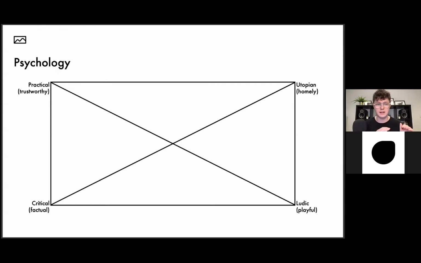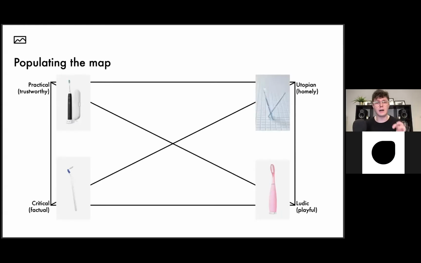Engineers love that section, nothing but the facts. That's all there is. And then ludic, playful, is the polar opposite of practical and trustworthy. So ludic is the really playful, crazy designs that become like pop art and playful, okay? Now, I'm going to use toothbrushes as an example of how a semiotic map works and how we can plot different designs on the map and analyze the market to produce the designs that we want to, okay?